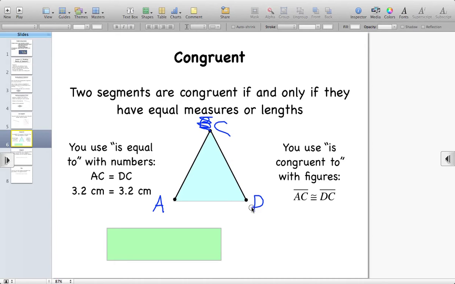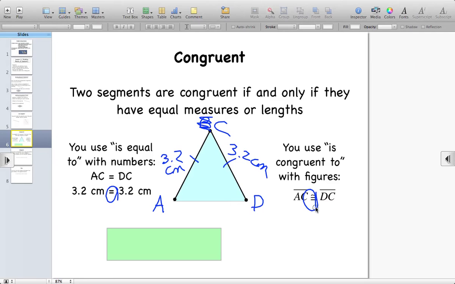All right, so let's say that line AC is measured to 3.2 centimeters, and then line CD is measured to 3.2 centimeters also. Well, since those measurements are equal, those two segments are congruent to each other. Notice that you have an equal sign and you have the congruent sign. So the congruent sign is very similar. It's basically an equal sign with a squiggly on top.